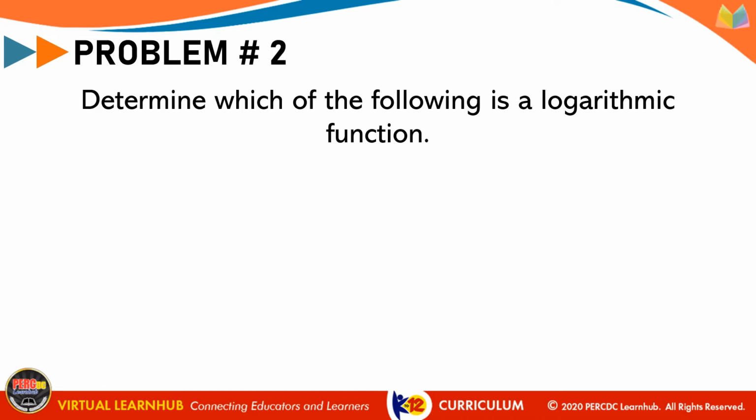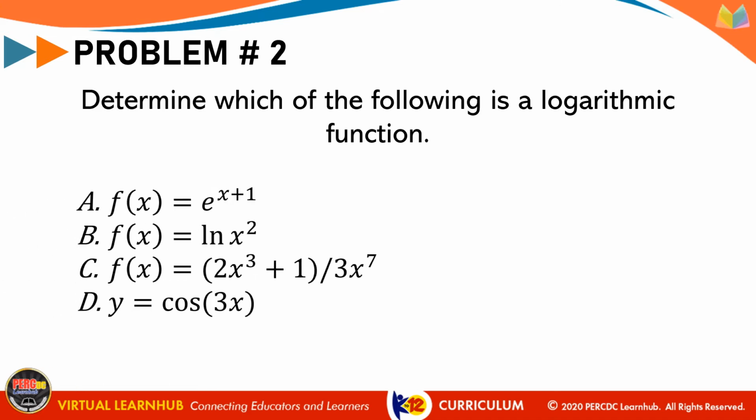For problem number 2, determine which of the following is a logarithmic function. A. F of x equals e raised to x plus 1. B. F of x equals ln of x squared. C. F of x equals 2x cubed plus 1 all over 3x raised to 7. Letter D. Y equals cosine 3x.